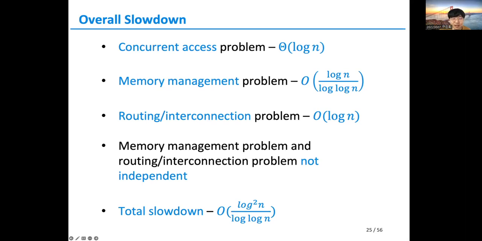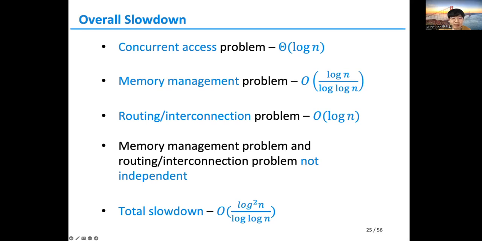The final subproblem is routing and interconnection problem. This problem is simulating a model parallel computer on a bounded degree network. As we've seen right before, it is known to have the slowdown of big O of log n using sorting network, even though creating this network is infeasible. Because of the problem that I stated on the memory management problem, on deterministic simulation, we can't simply combine the optimal time complexity to calculate the total time complexity. So we have to consider memory management problem and routing interconnection problem as a whole. In other words, we have to calculate the slowdown on a simulation of an EREW PRAM on a bounded degree network.